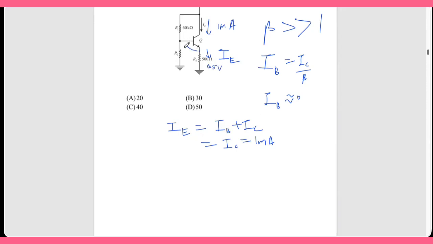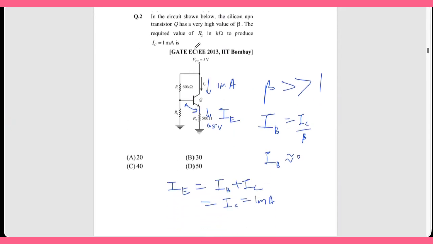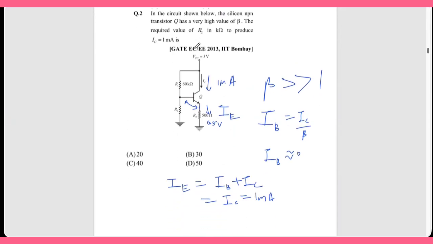And this drop is assumed as 0.7. VBE is always 0.7. So this voltage is 0.7 volt plus 0.5, so this voltage is 1.2 volt. Now we have to find out R2 such that this voltage is 1.2. The voltage applied here is 3 volt.